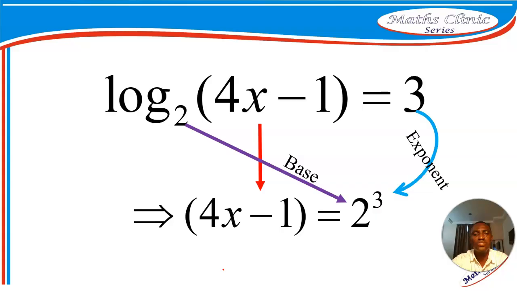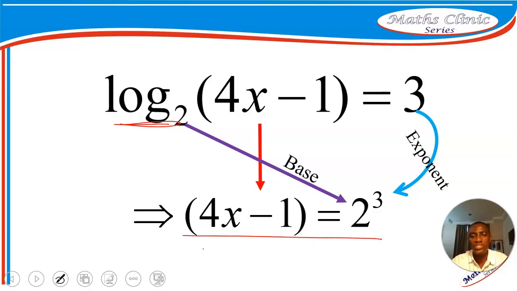Now, I can easily solve this question without struggling, because once I've been able to remove the logarithm from the whole thing and I have my equation in the form of indices, I just say 4x minus 1 is equal to 2 to the power 3. I know that is going to be 8. In this particular instance, I can find my value of x by just grouping like terms and dividing both sides by that.